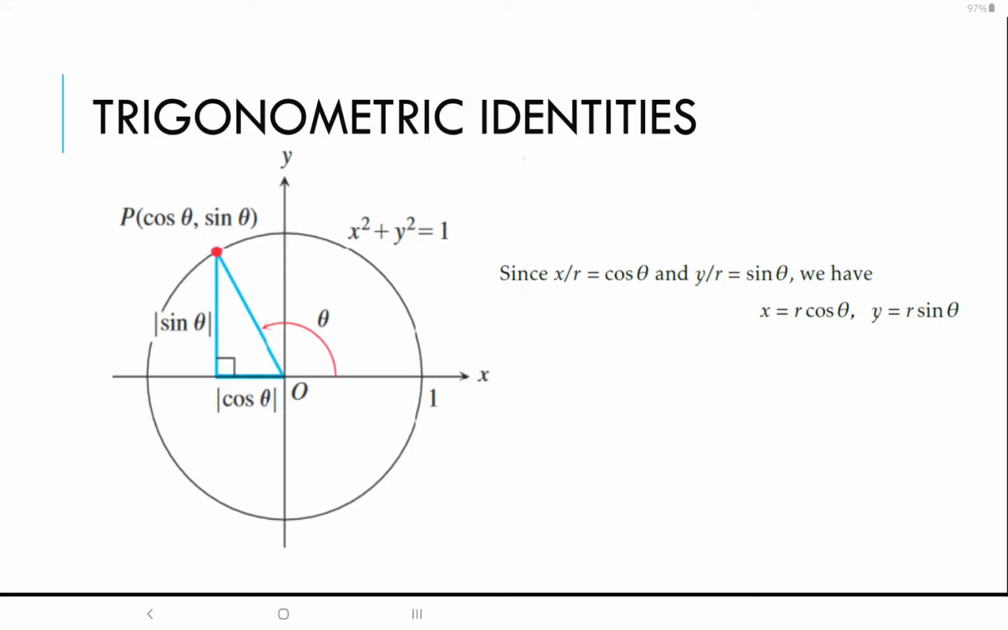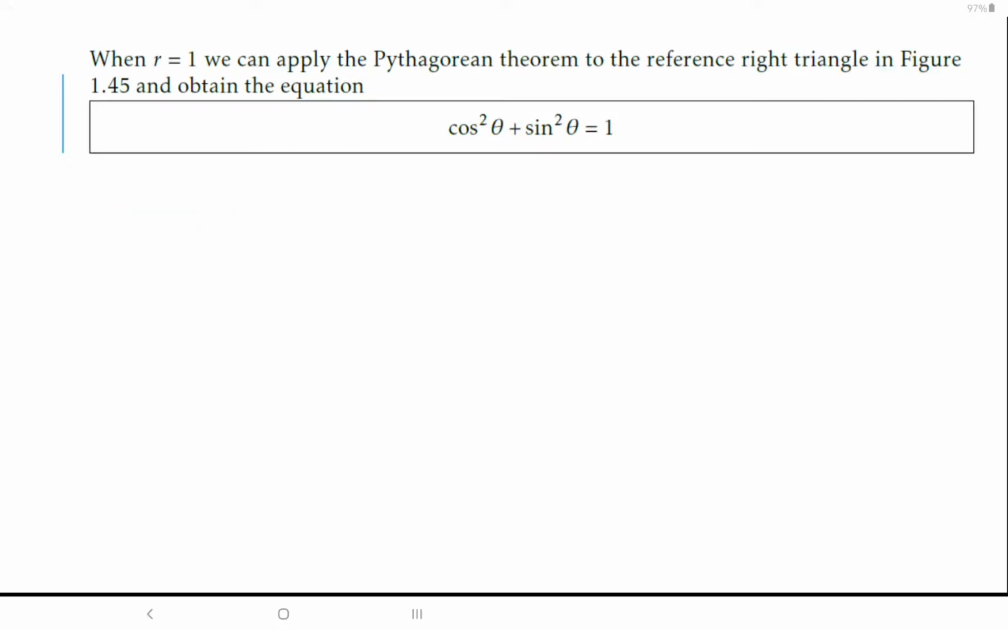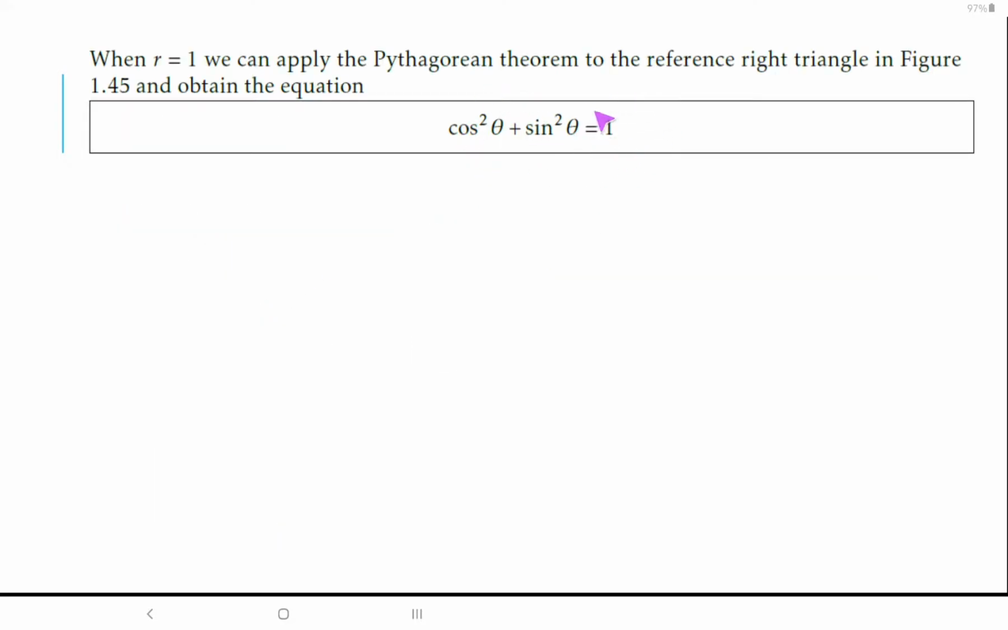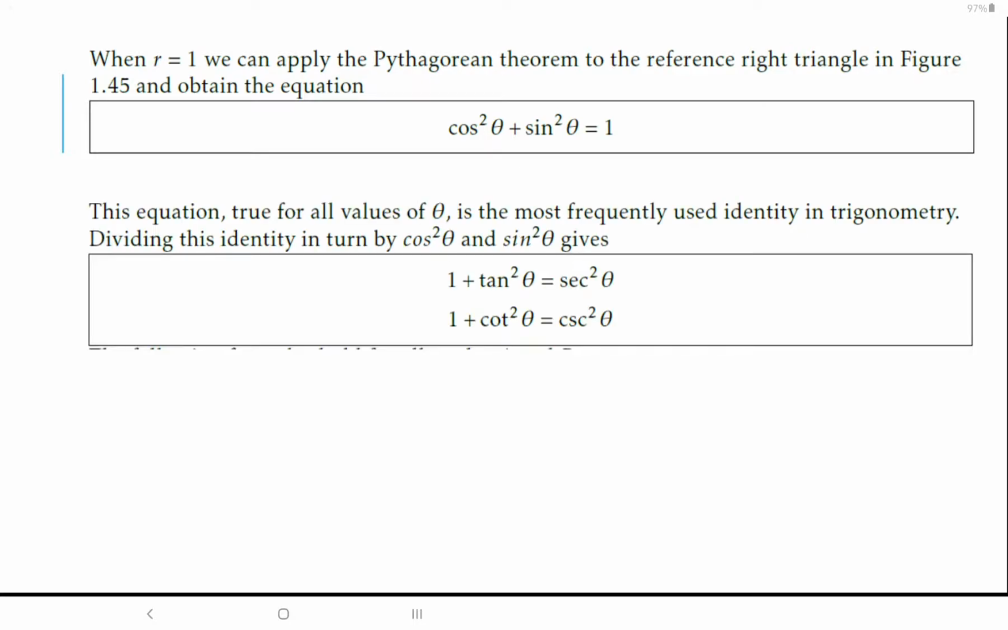Okay, so take note that suppose we have here a unit circle. So x, I said this earlier, x is equal to r cosine theta, and then y is equal to r sine theta. Okay, so using the Pythagorean theorem, we will get cosine squared theta plus sine squared theta is equal to 1. We just applied the Pythagorean theorem when our radius or hypotenuse is equal to 1. Okay, so this one holds for every angle theta.